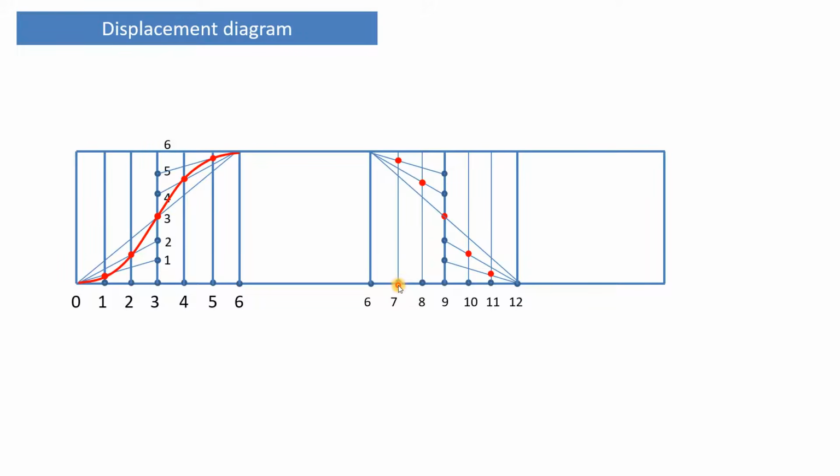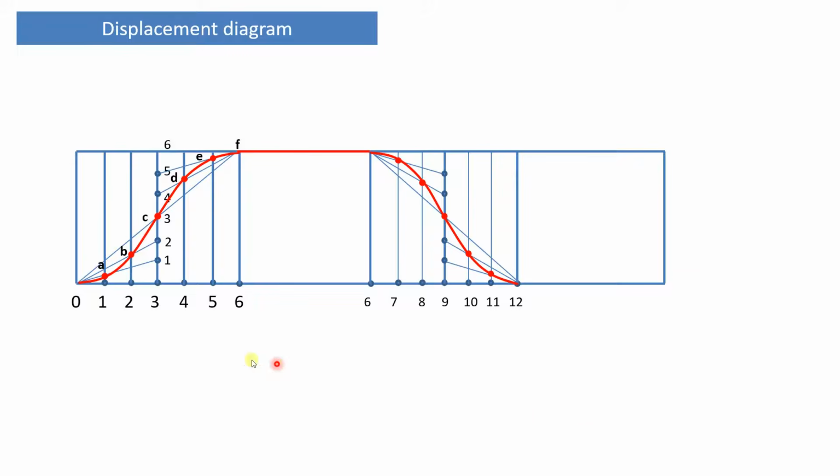Now the 7th line will intersect this ray over here. This 8th vertical line will intersect this ray over here, and so on. Now draw a smooth curve passing through this, correct, so that you will get a uniform acceleration and retardation motion during the return stroke of the follower. Now using this, we have to draw the cam profile.